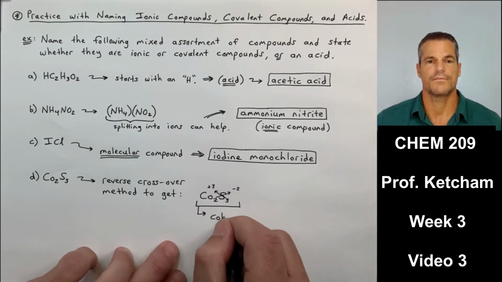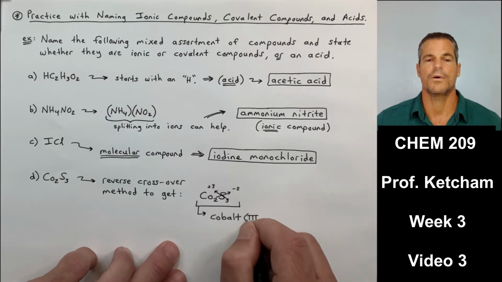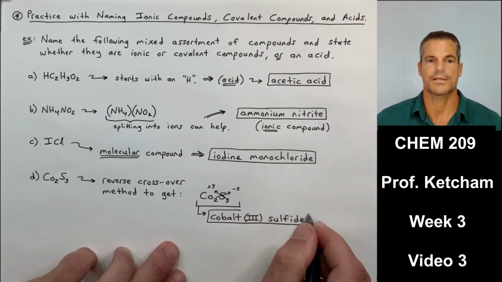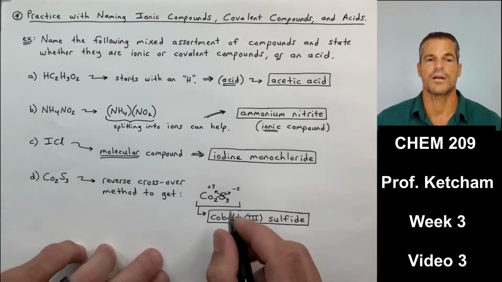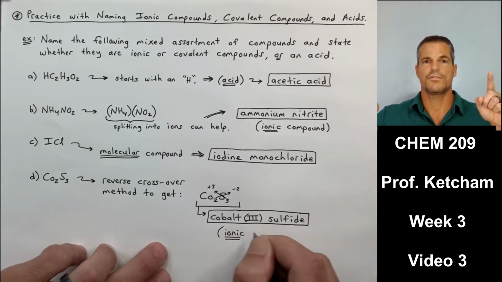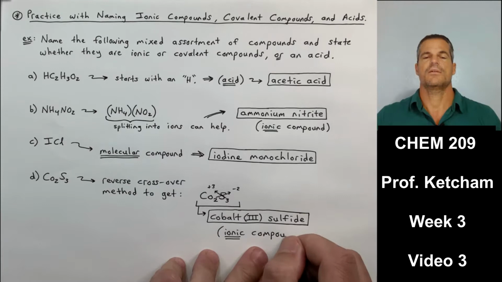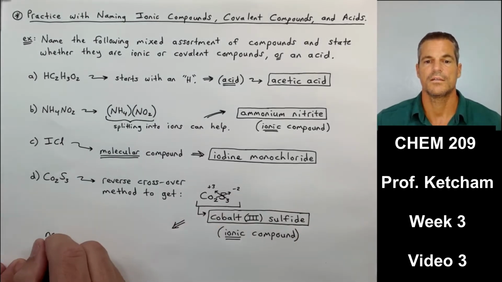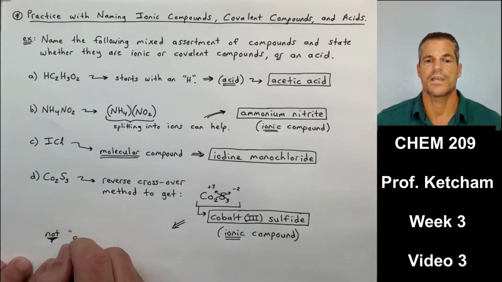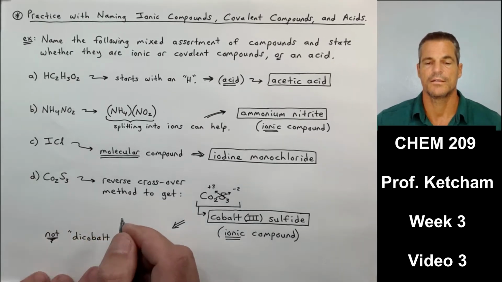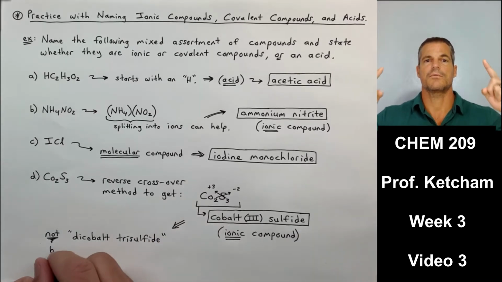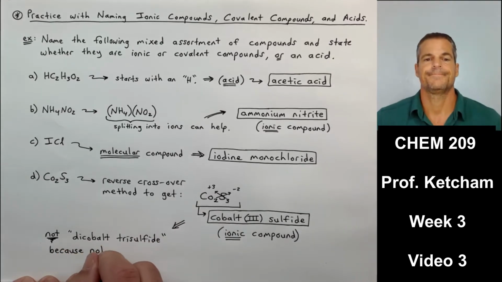D, Co2S3. First thing I recognize is that cobalt is a metal. Boom, metal. Ionic compound. I can use the reverse crossover. So the 2's and the 3's come back up. And that's how we get the charge of cobalt 3 sulfide. Remember, we can't just name it cobalt sulfide. So we have to get that plus 3 by taking the S3 coming back up.